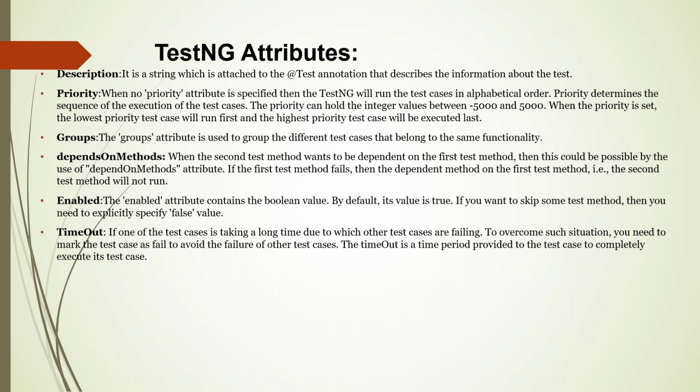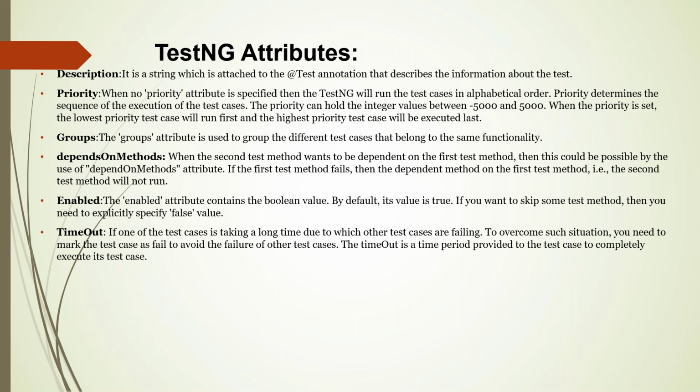Then enabled. The enabled attribute contains a boolean value, so it is true or false. So why are we using this? If you want to skip some test methods, if I don't want to run certain test methods, I just want to keep that. Because out of 100, if 10 are failing and the report is coming as 10 fail, and I don't want to show them because they are deprecated and no more required, I will give enabled false for those methods and I will not run them.